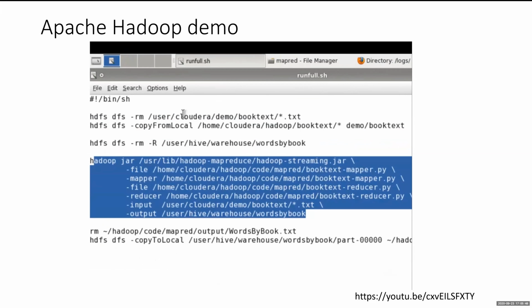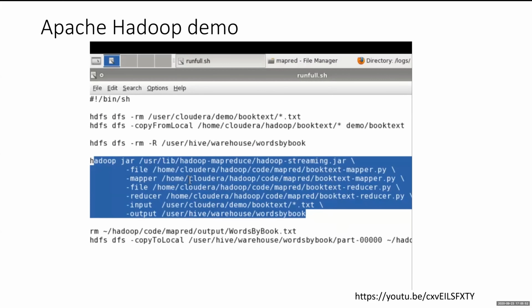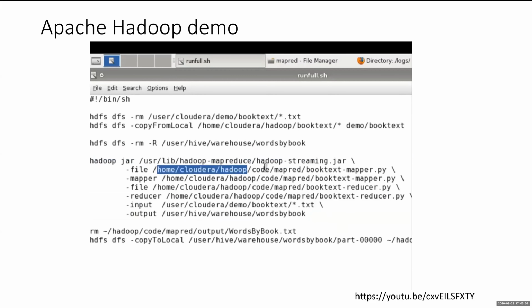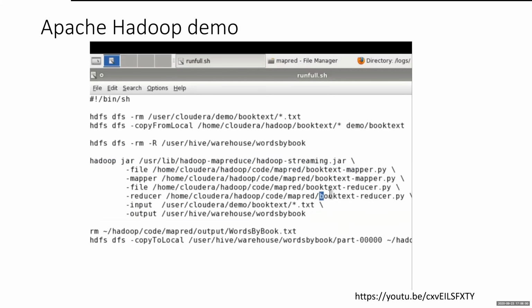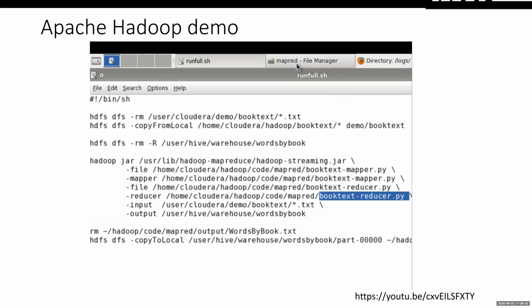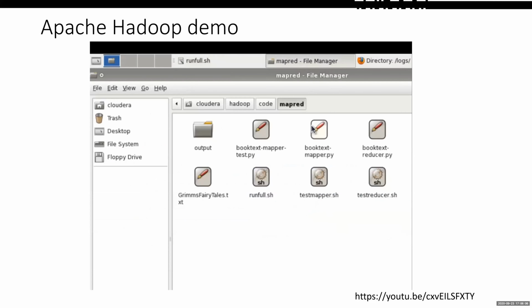Here's the program that really kicks off MapReduce. We have some cleanup to do beforehand. Then the MapReduce is going to really analyze the files. And our mapper program is this book text mapper, and our reducer is book text reducer. Let's take a quick look at those and see what those look like.